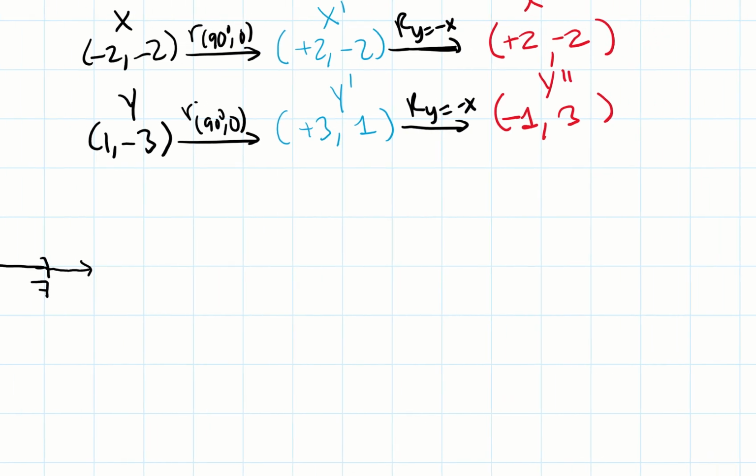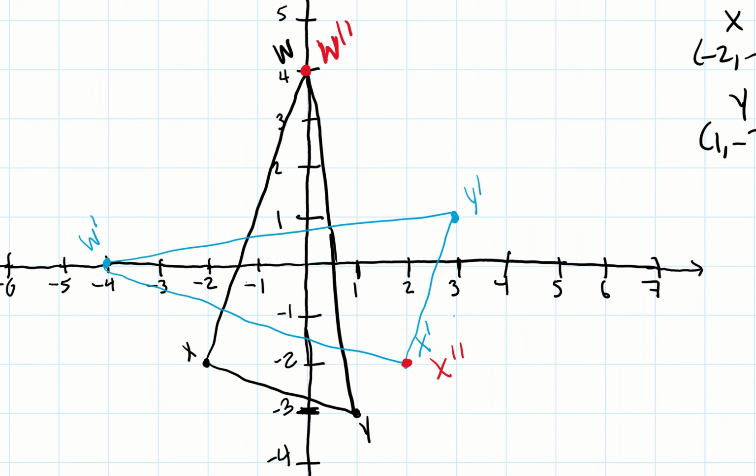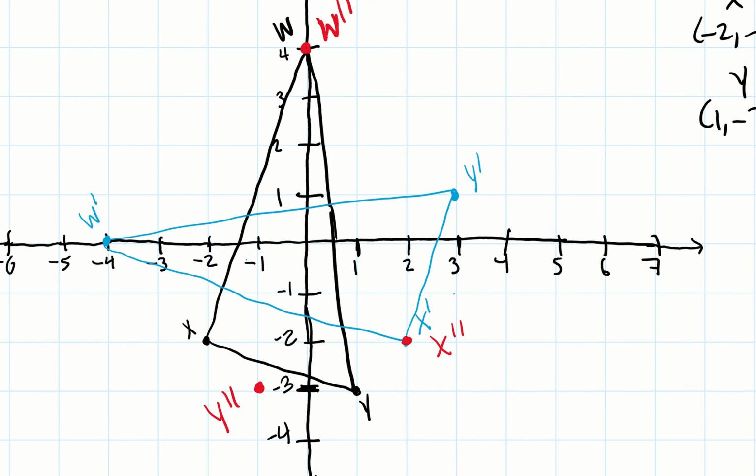I forgot to switch the sign of 3 here, I apologize. You switch both of these and then change the sign. I forgot to change the sign of the 3 there. So you switch these and then change the sign of both of them. So I forgot to do that there. Negative 1, negative 3. Okay, so then we'll go ahead and sketch our image.